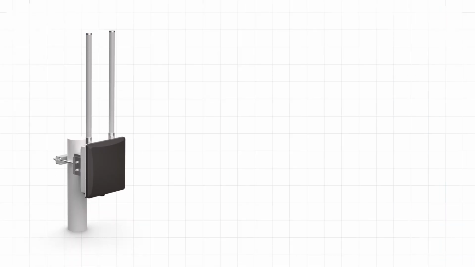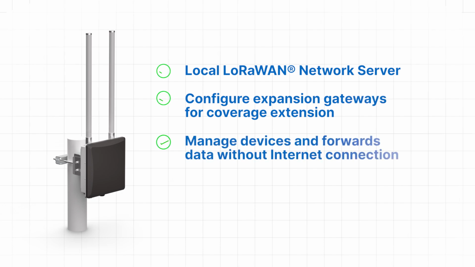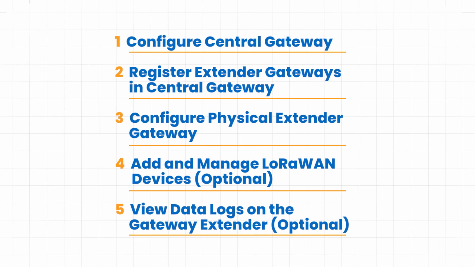This feature enables your RAK gateway to function as a local LoRaWAN network server, allowing you to configure expansion gateways for coverage extension. It manages devices and forwards data without requiring an internet connection, making it ideal for industrial IoT, smart agriculture, and remote deployments where reliable and scalable network coverage is essential. The entire configuration process is divided into 5 key steps, which we'll demonstrate in detail one by one.